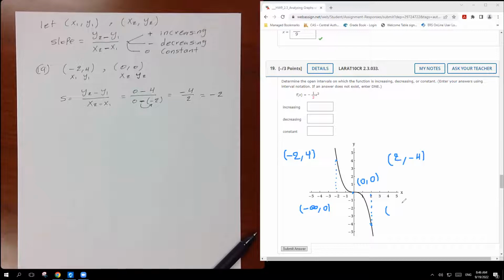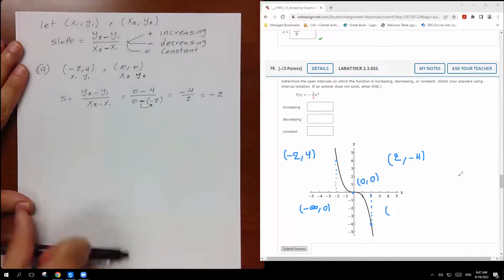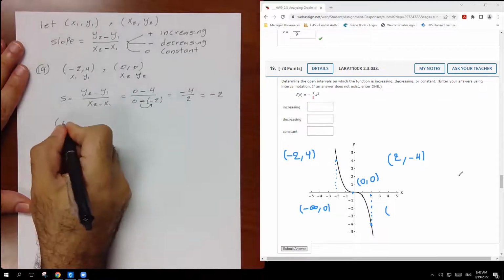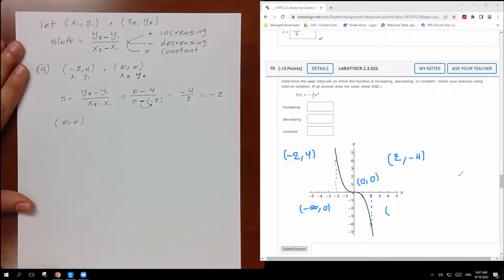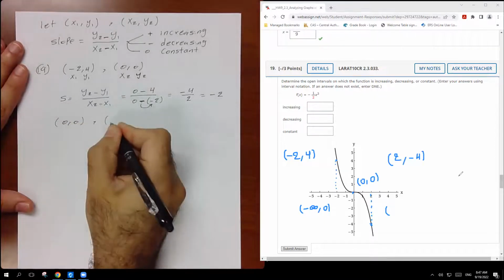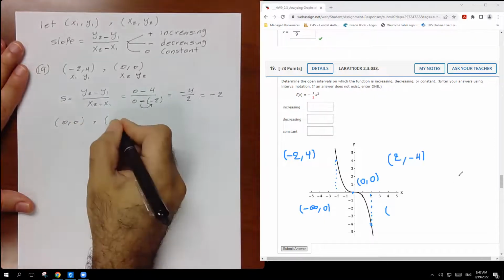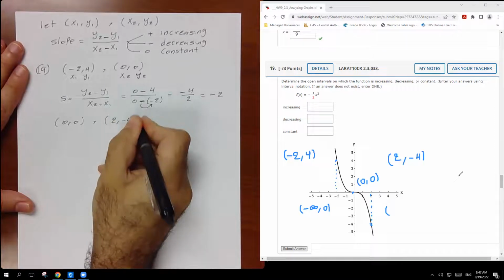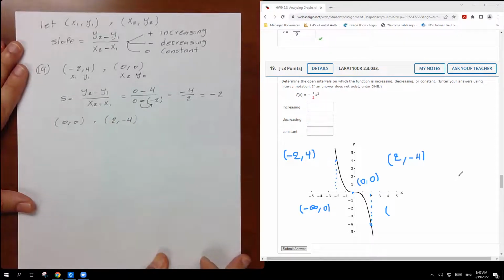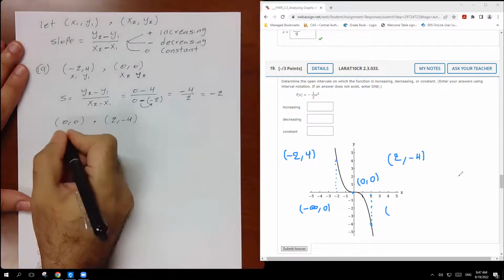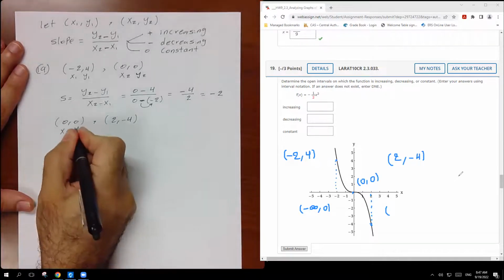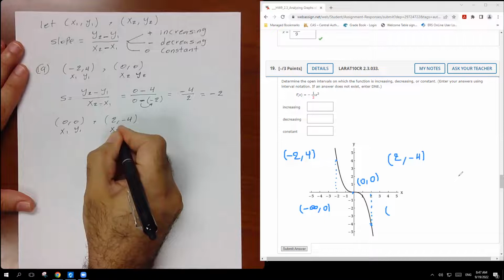So let's work on this one. Here is the first point and here is the second point. Let's find the slope on this side. The second point now is 0, 0, and the other point is 2, -4. I'm going to do exactly the same thing. Find the slope. This is x1, y1, and this is x2, y2.